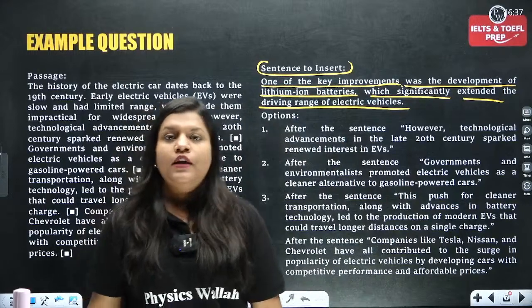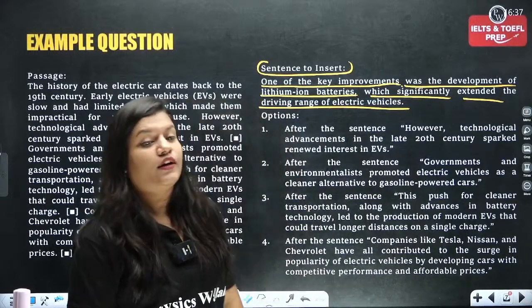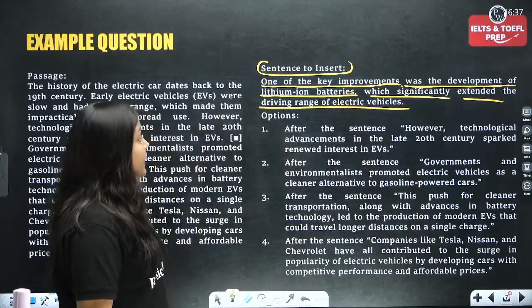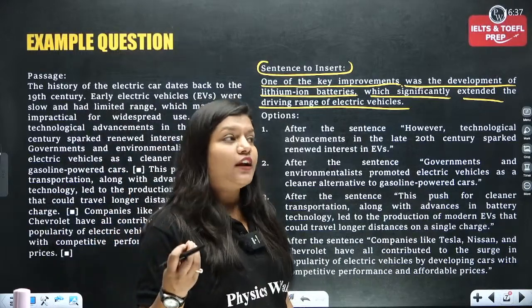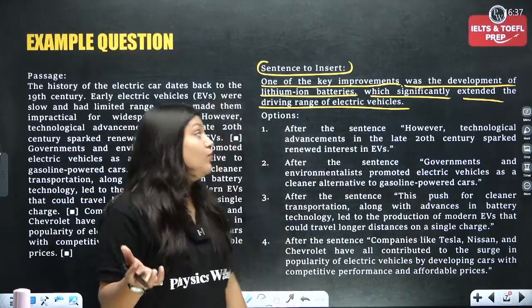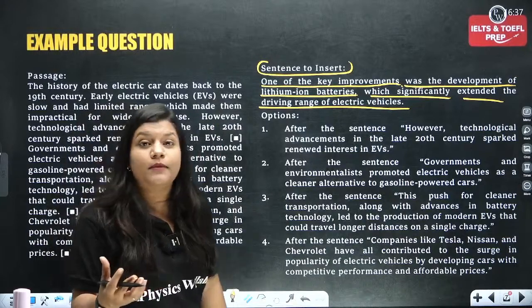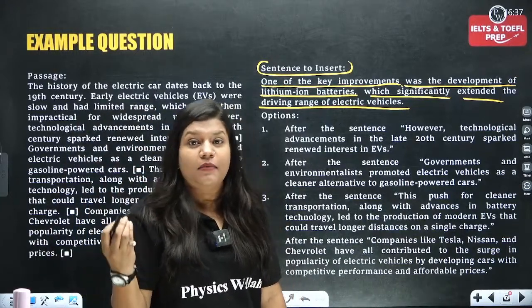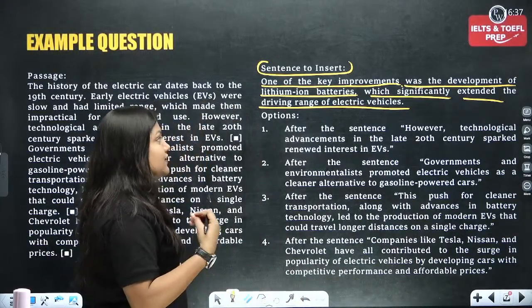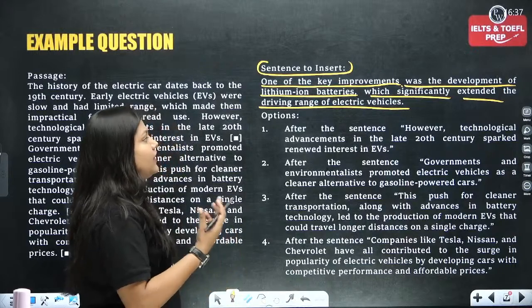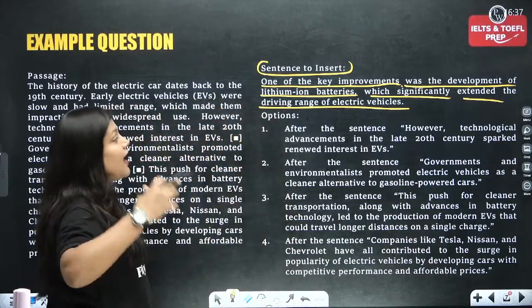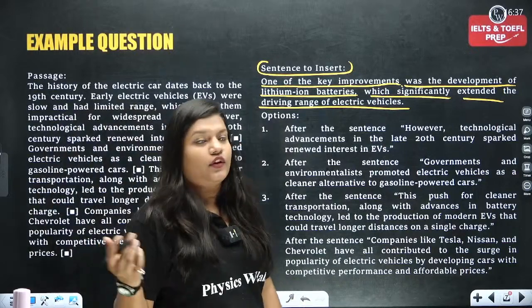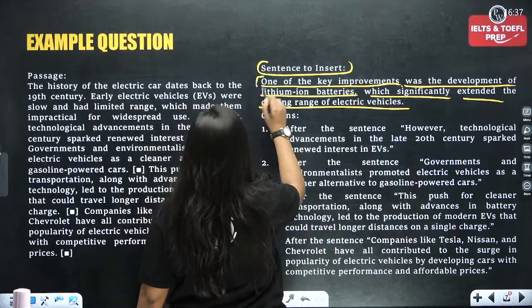Got it? So this sentence is talking about one of the key improvements. There were a lot of improvements, and one of the most important was the development of the lithium-ion battery. It was the development of the lithium-ion battery which significantly extended the driving range of electric vehicles. This is the sentence that we need to insert.